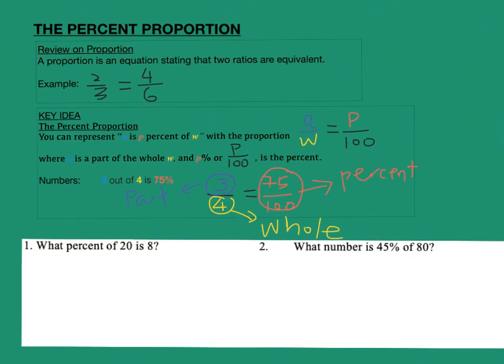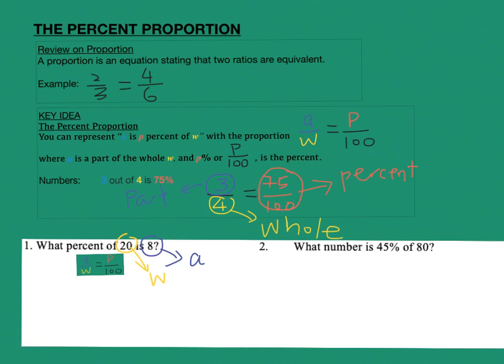Now let's look at some examples. Number 1, what percent of 20 is 8? We will first write the percent proportion. A over W is equal to P over 100. In this case, you need to identify which are your part, your whole, and your percent. Pause the video if you want some time to think it through. In this example, 8 is your part, which is your A, and 20 is your whole, which is your W, and you're solving for P.